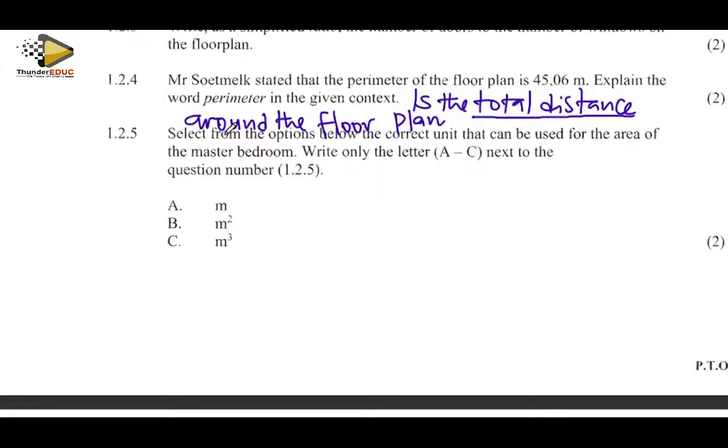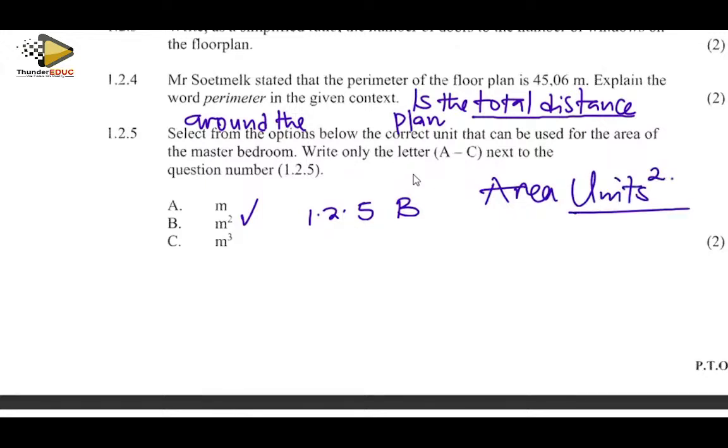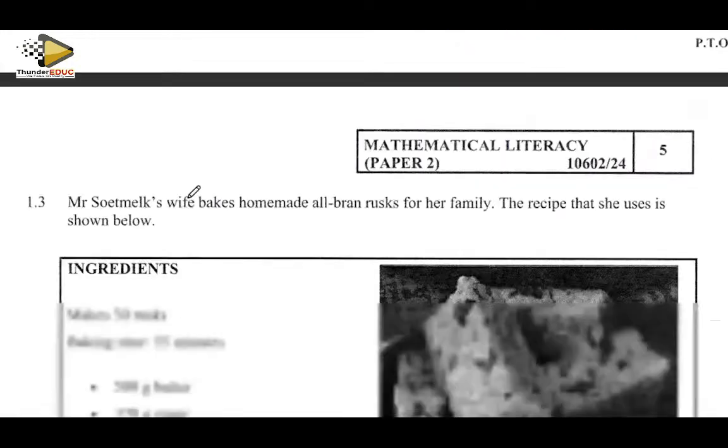All right. Select from the options below the correct unit that can be used for the area of the master bedroom. Write only the letter. So the question is 1.2.5. You are supposed to write the letter B. Why do we choose B? Because you're looking at area, and area units are squared.